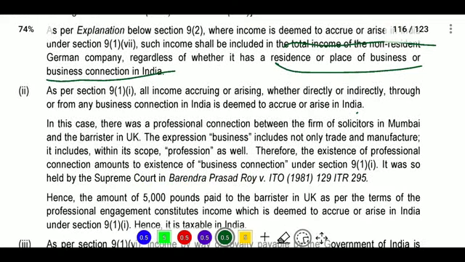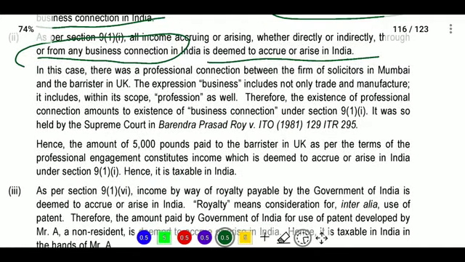Next, as per section 9(1)(i), all incomes accruing or arising, whether directly or indirectly, through or from any business connection. So is there any business connection? If there is any business connection in India, it is deemed to accrue or arise in India. Next, in this case, there is a professional connection between the firm of solicitors in Mumbai and the barrister in UK.